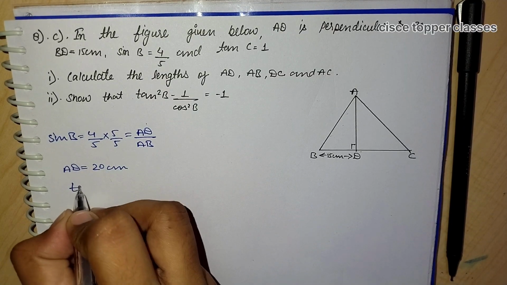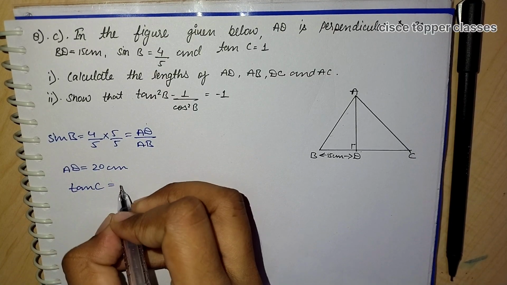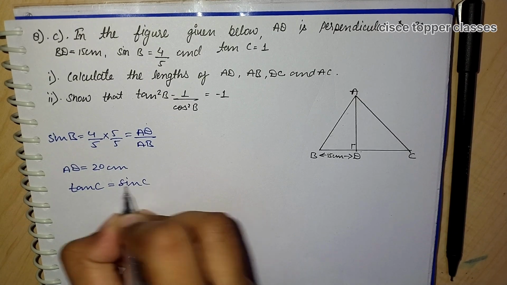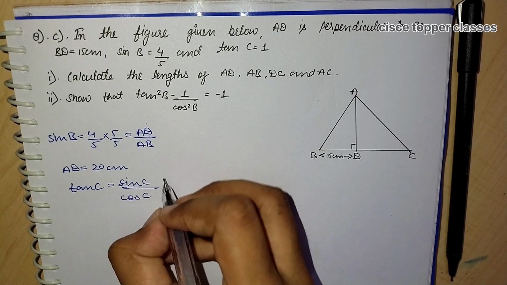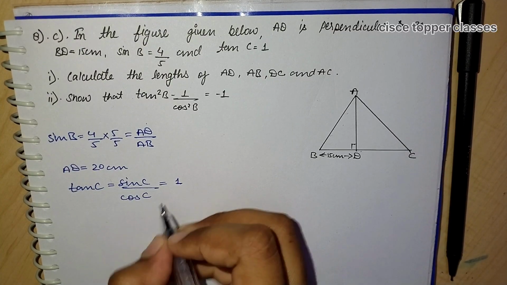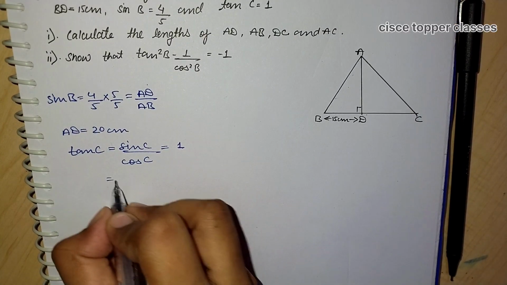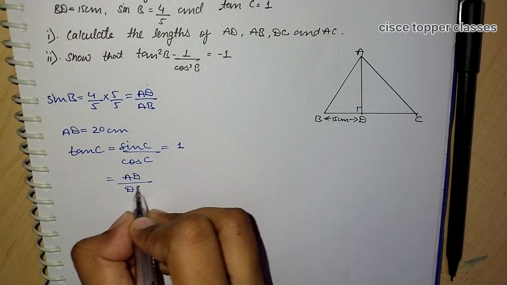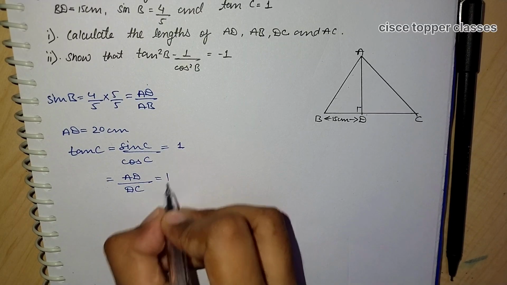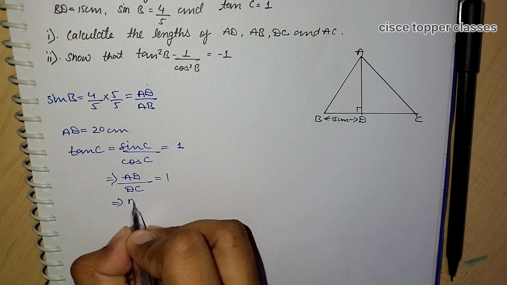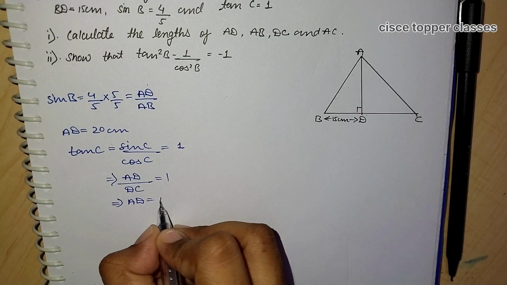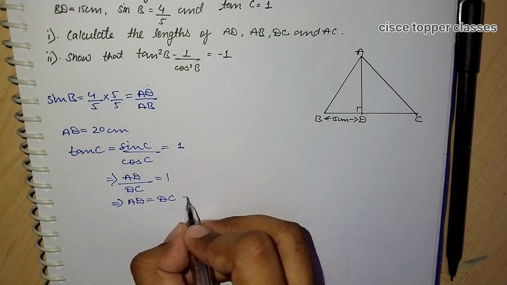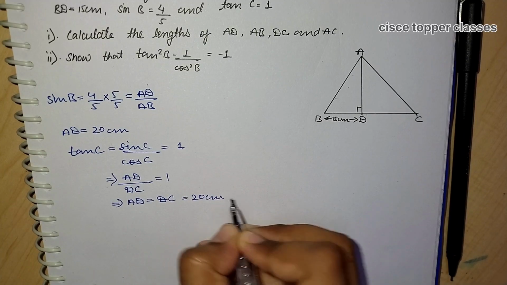So tan C will be sine C divided by cos C. So this will be 1 here, because we know tan C is this much. So we can write AD, height by base, DC. On comparing it, we will get 1. From there, we can write AD is equal to DC. So if AD is equal to DC, from there we can write DC is also 20 centimeter.